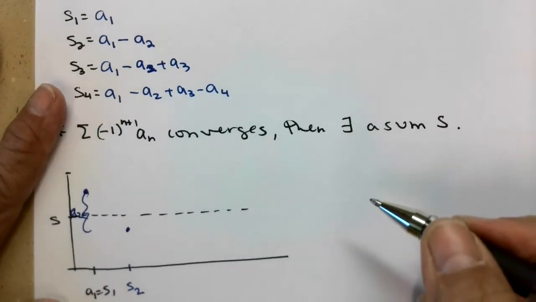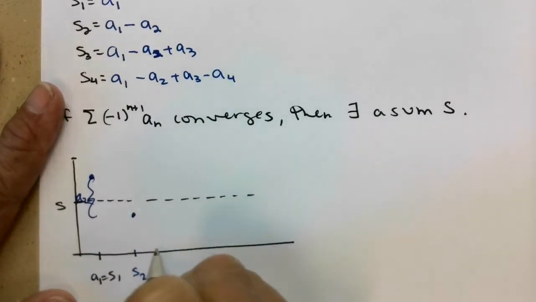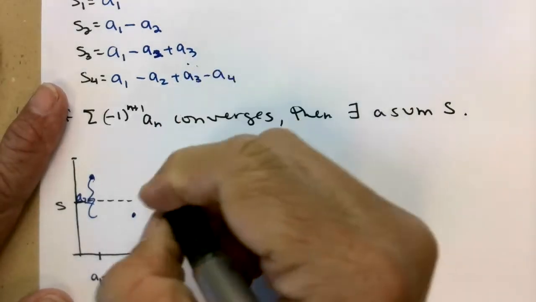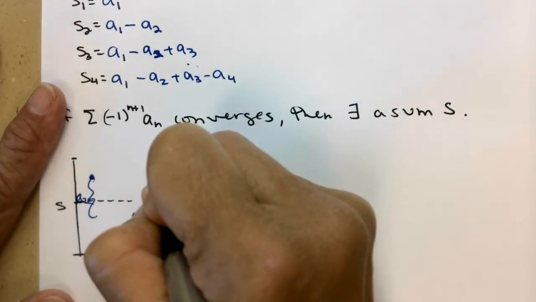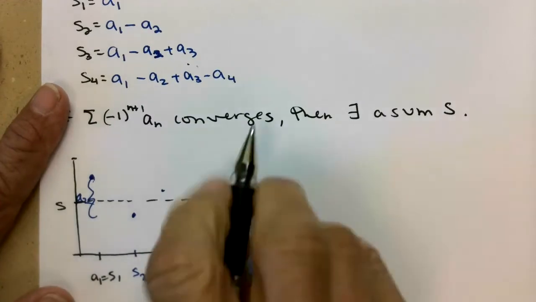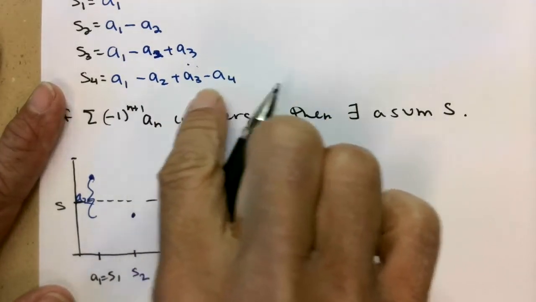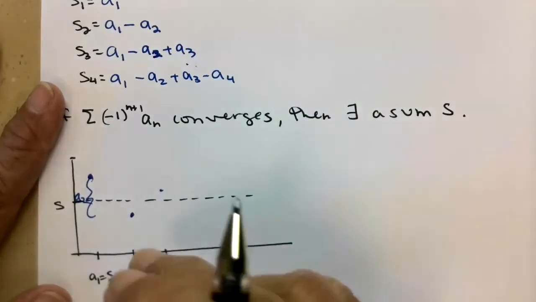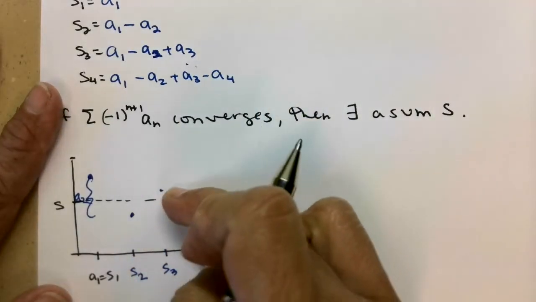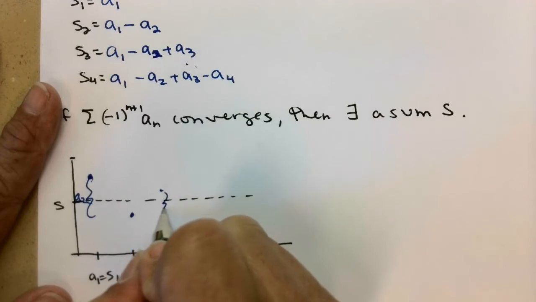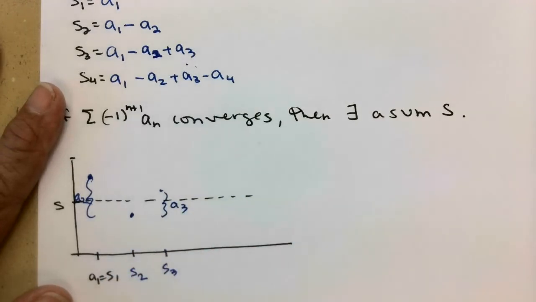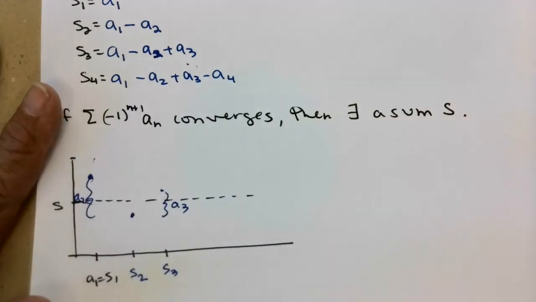Well, the next thing we do is we add. So we're going to go back up above. So when we get to s sub 3, we're going to add on that a sub 3 value. So it's going to go above. But remember, we're saying it converges. That means each of these a sub i's coming after are smaller. So we're going to go back, but we're not going to go back as far. So a sub 3, that step is less than our a sub 2 step, which was less than our big first a sub 1 step.